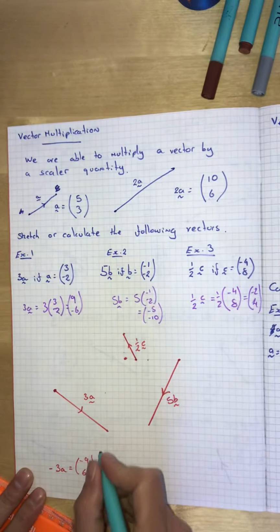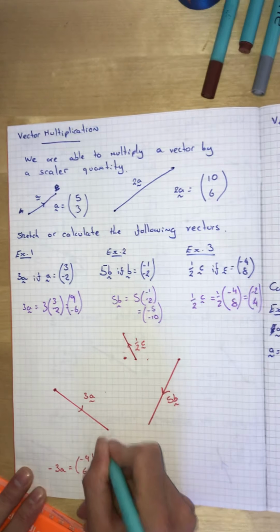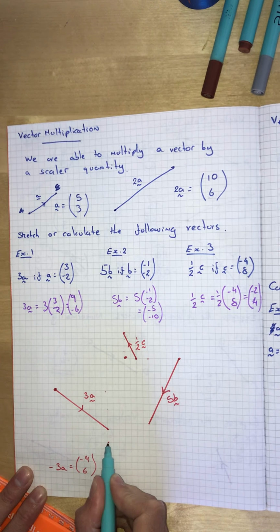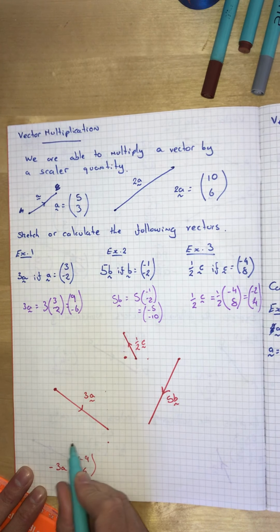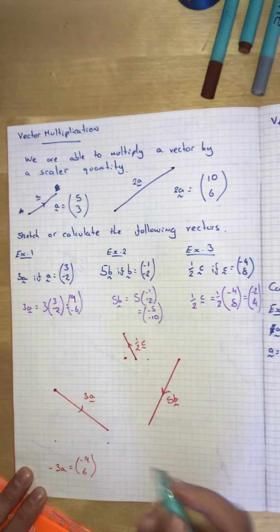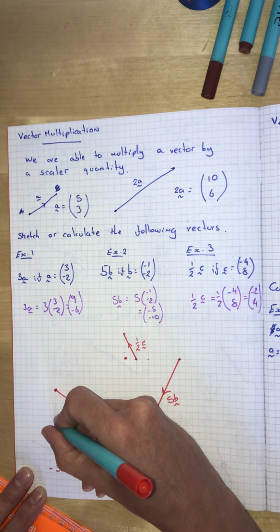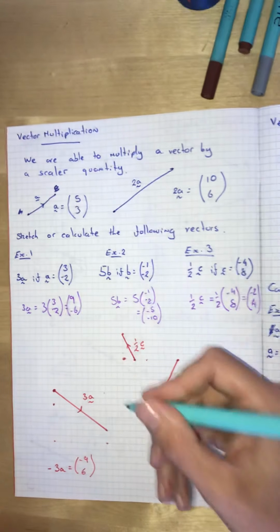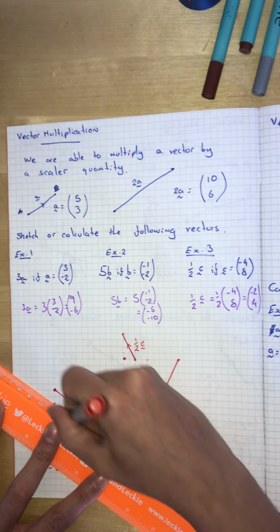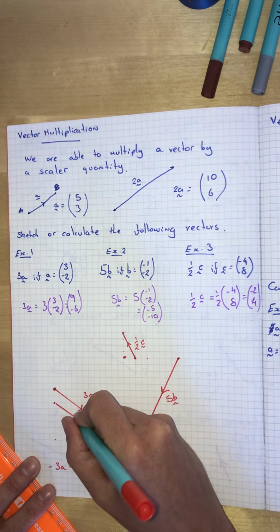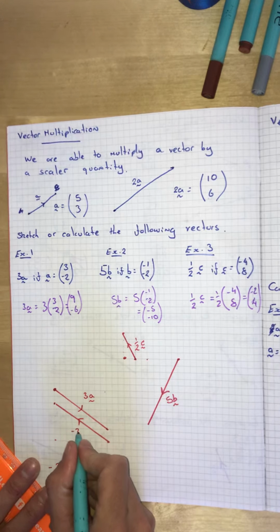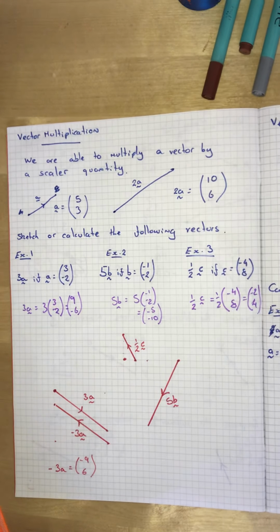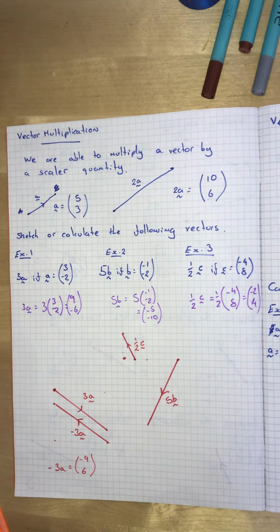So if I start at 8 here, it's going to go negative 9. 1, 2, 3, 4, 5, 6, 7, 8, 9. And then up 6. 1, 2, 3, 4, 5, 6. So you can see that it is the same size, it's just pointing a different direction. Okay. So that is vector multiplication.